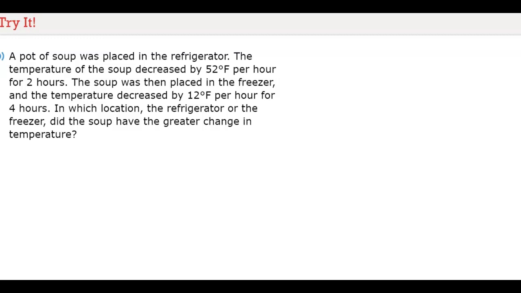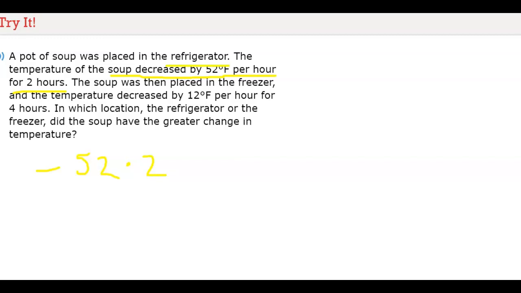All right, so let's look at this problem. We have a refrigerator that the soup was placed in, and a freezer. So in the refrigerator, the soup decreased by 52 degrees per hour for 2 hours. So decrease tells us that it's -52 degrees per hour for 2 hours. So you would do -52 times 2 hours. And that will give us the change in temperature for those 2 hours.